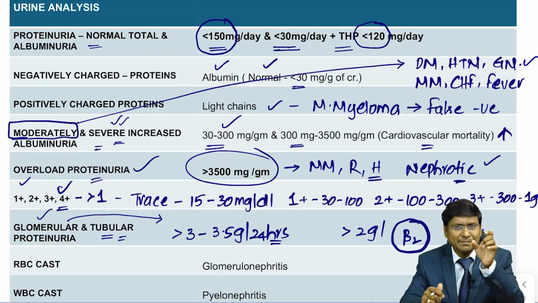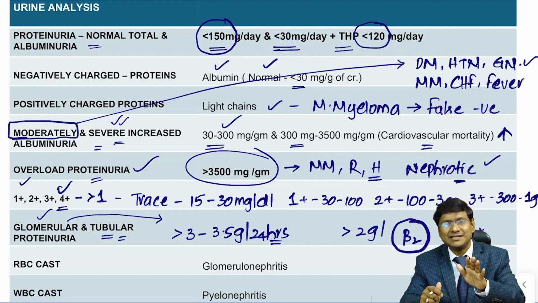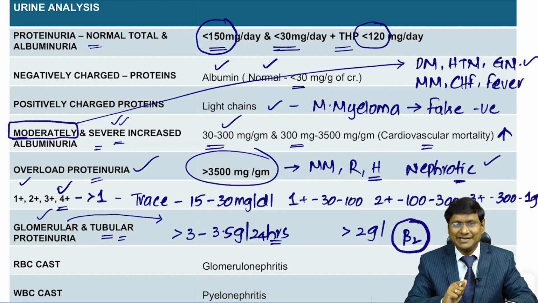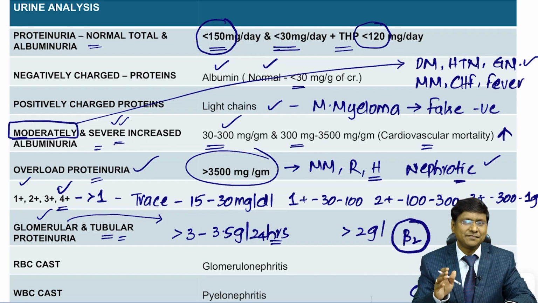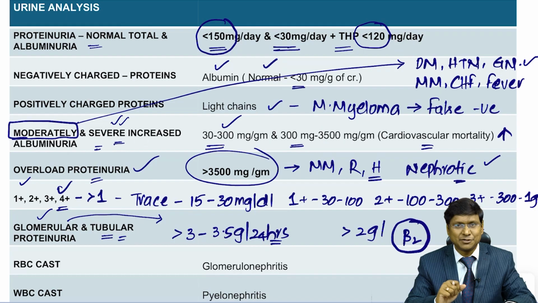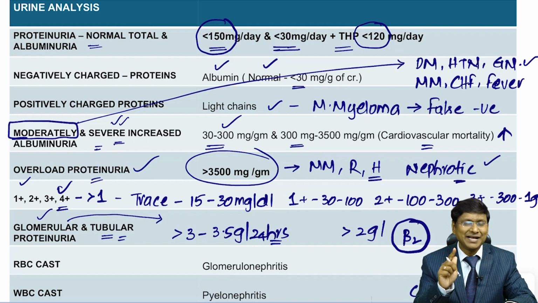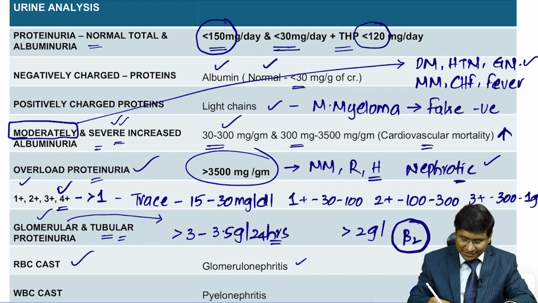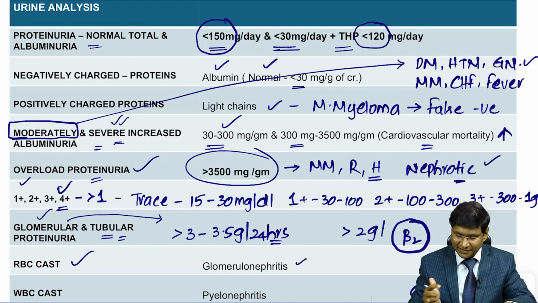And if you are having the presence of casts in the urine, that tells that the pathology is within the kidney itself. Now we have various types of casts depending upon what are the abnormal constituents precipitating with the Tamm-Horsfall protein. For example, if the RBCs are precipitating with Tamm-Horsfall protein, that we call an RBC cast, and you observe that in case of glomerulonephritis.